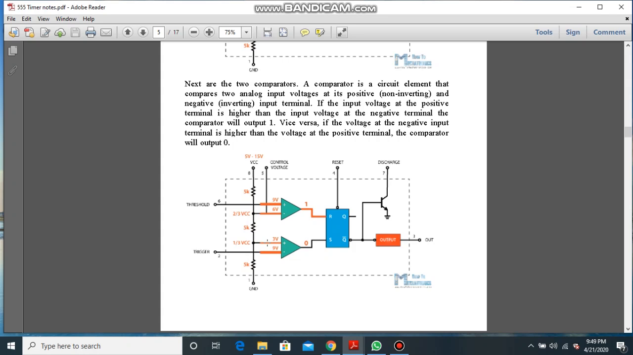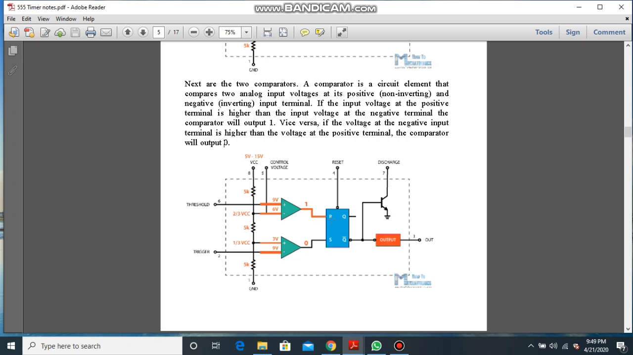So using these 3 pins, trigger, threshold and control voltage, we can control the output of the two comparators. It can be 1, 0 or 0, 1. These outputs are then fed to the R and S inputs of the RS flip-flop.